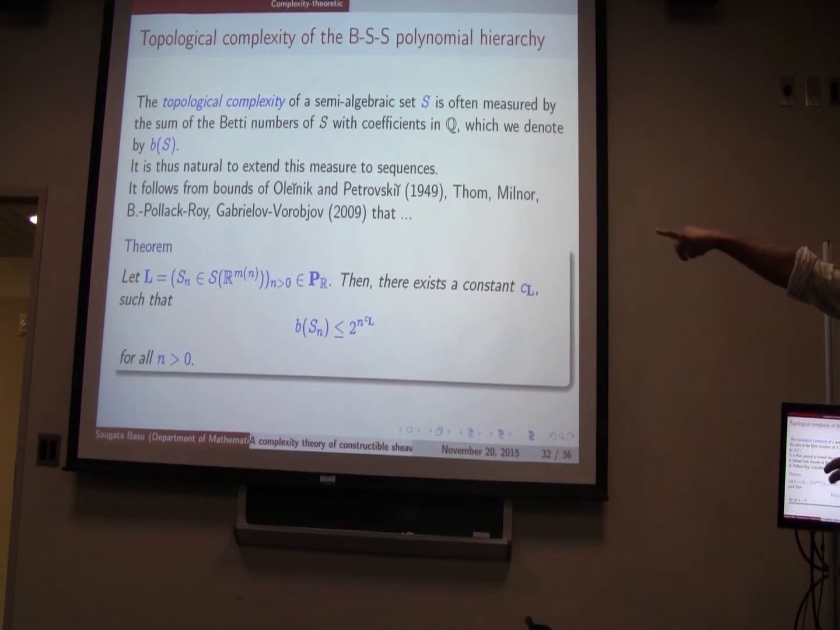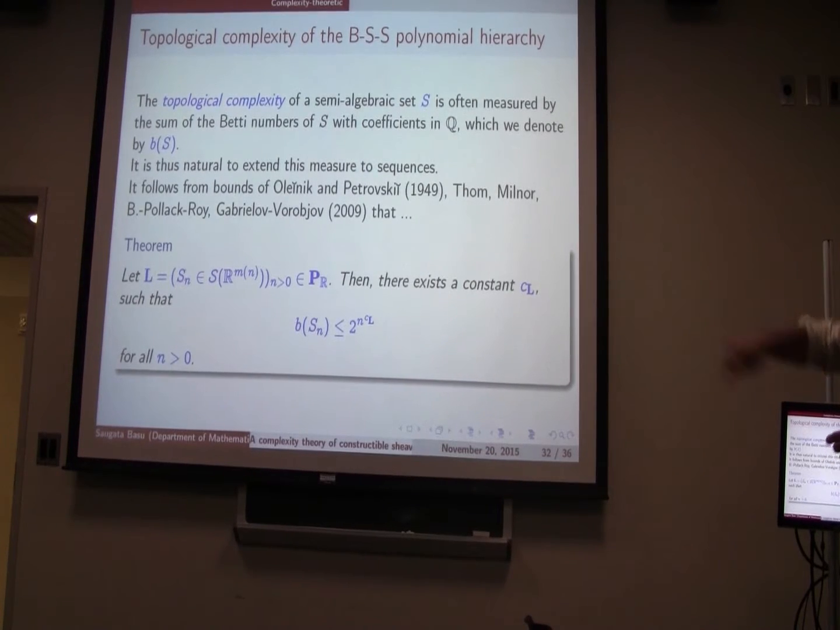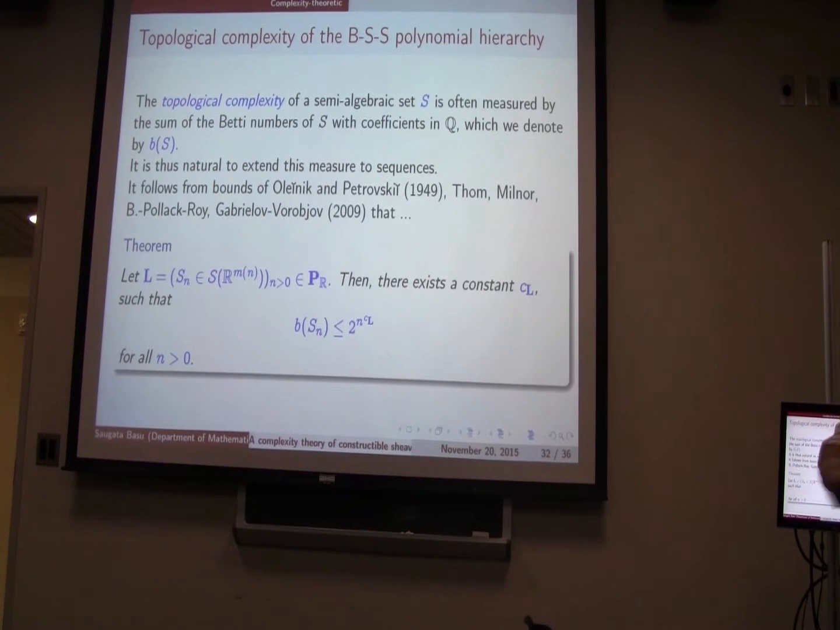And this just follows from the Oleinik-Petrovsky bound and the fact that it's very easy to see that if you have a sequence like that in P, then the degrees of the polynomials and the number that define these sets S_n grow singly exponentially in n, just because in a polynomial time machine you cannot produce such large degrees.